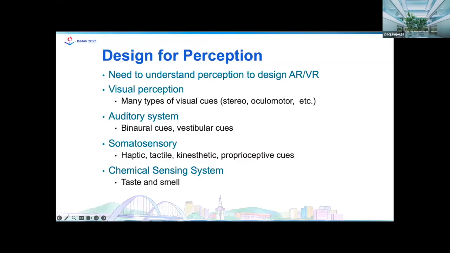Our body lets us know how we are with respect to the gravitational field. And proprioception can be your friend or can be your adversary. It's one of the factors in cybersickness.